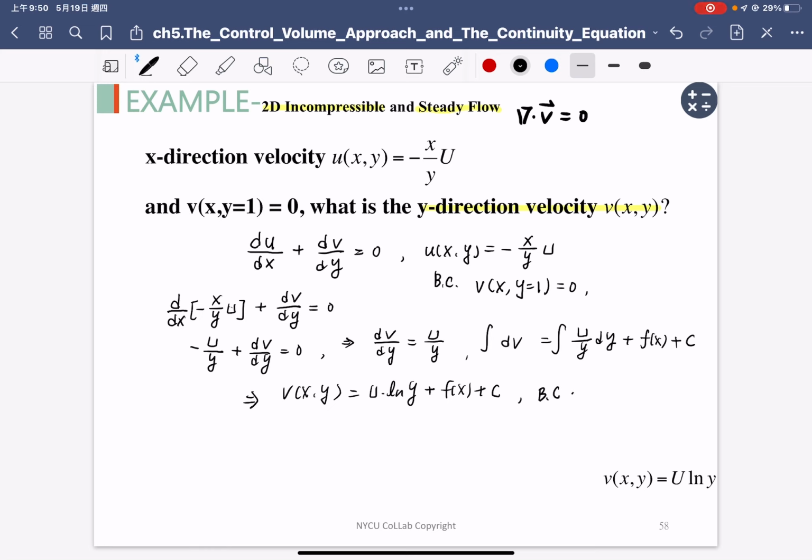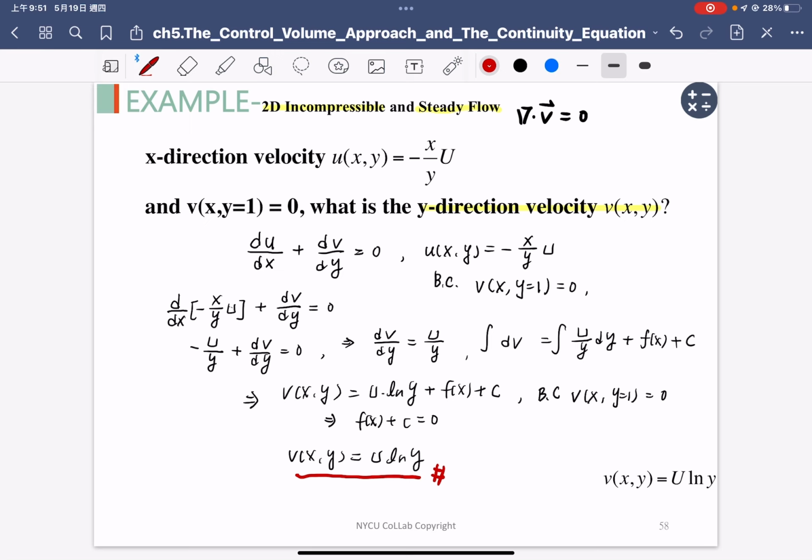So right now we can put the boundary condition inside the equations. The boundary condition: we know that v for any x location but y equal to 1 will equal 0. So you put it inside, you will know that the f(x) function plus the constant is equal to 0. Okay, so finally the v velocity as a function of x, y will equal u ln y. Okay, so this is our final solution.